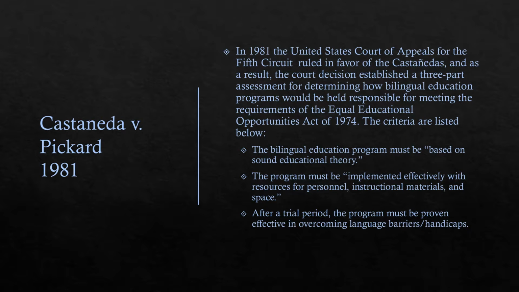The next case was Castaneda versus Pickard, which occurred in 1981. In 1981, the United States Court of Appeals for the Fifth Circuit ruled in favor of the Castanedas, and as a result, the court decision established a three-part assessment for determining how bilingual education programs would be held responsible for meeting the requirements of the Equal Educational Opportunities Act of 1974.